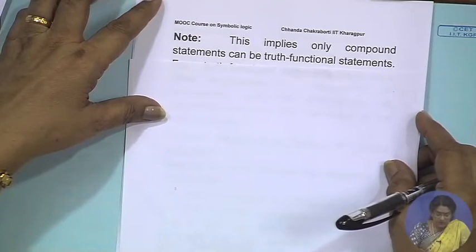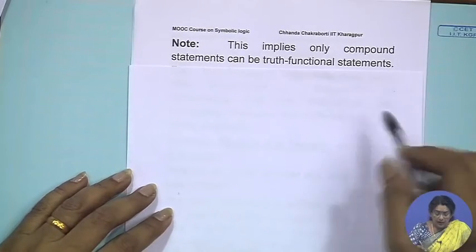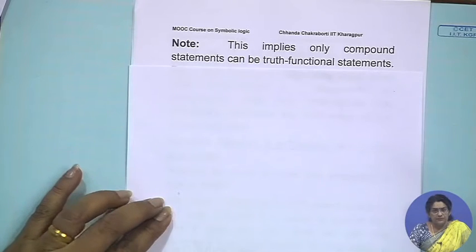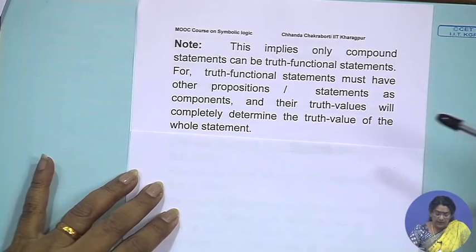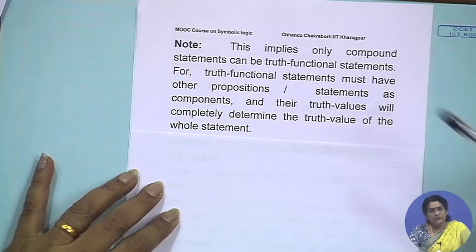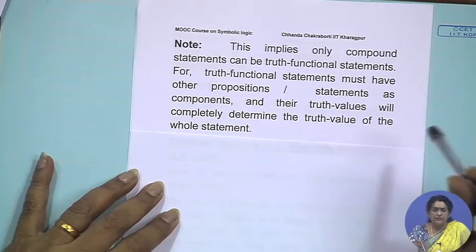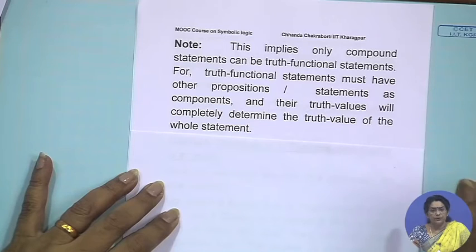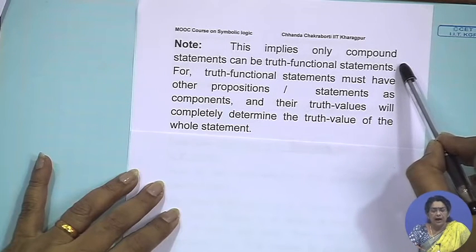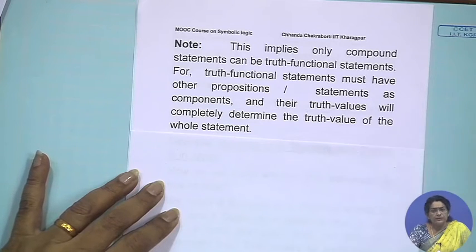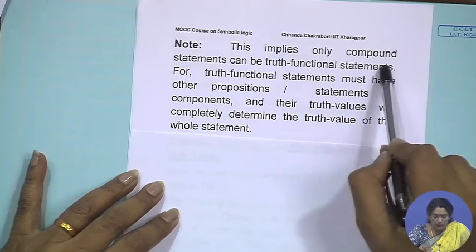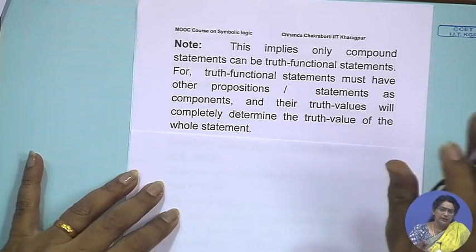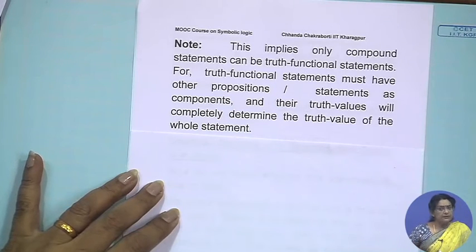Point number 1: if you have understood what truth functionality is, then you will also understand that only compound statements can be truth functional. Why so? Because the way we have defined it, truth functional statements are those statements whose truth value is determined entirely by the truth value of its components. So, unless you have components, how can you be truth functional? And which propositions or statements have components? Those are the compound statements. So, only compound statements can properly be truth functional. So, that is the first thing to understand.